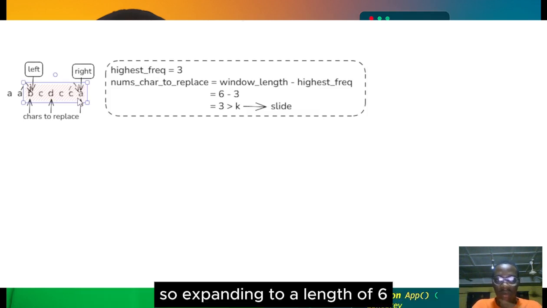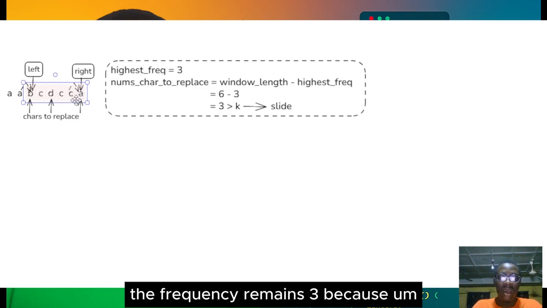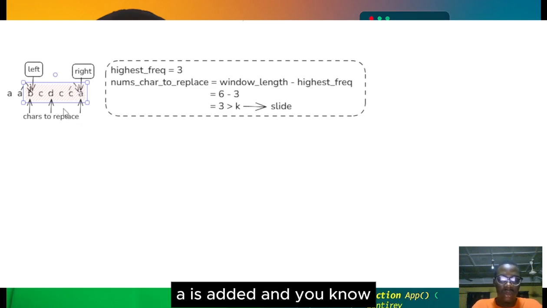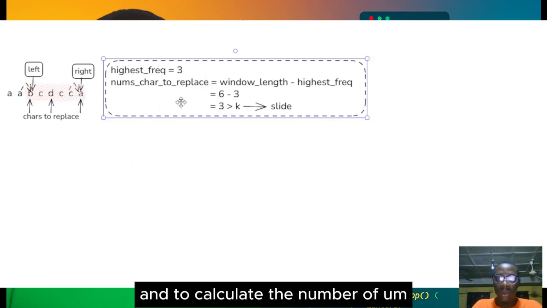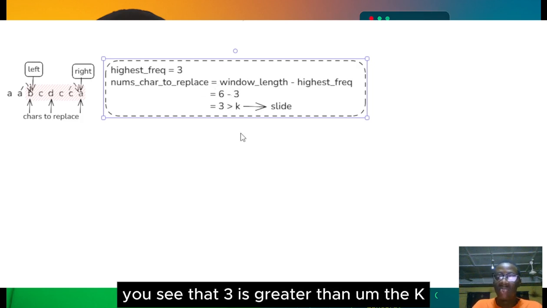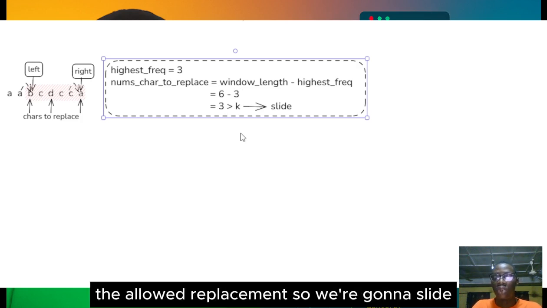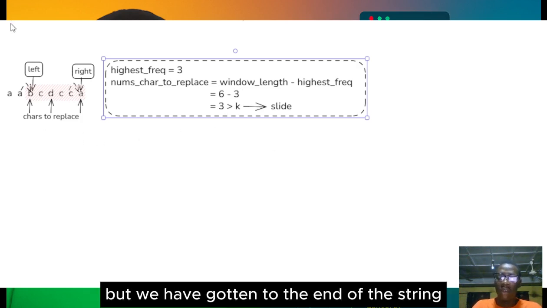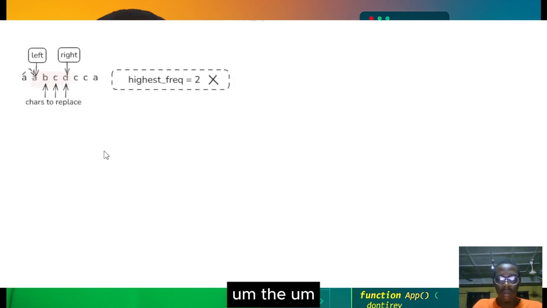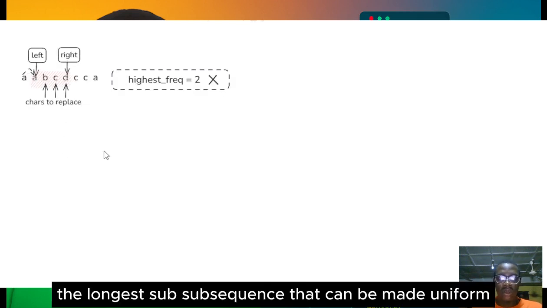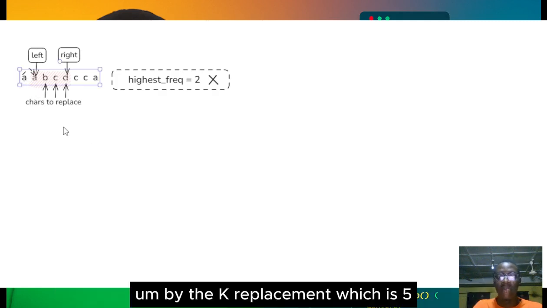Expanding to a length of 6, the highest frequency remains 3 because A is added, and C still holds the highest frequency. To calculate the number of characters to replace now, that will be 6 minus 3, which is 3. You see that 3 is greater than k, the allowed replacement. So we would slide, but we have gotten to the end of the string, so we exit the loop and return the longest subsequence that can be made uniform by k replacements, which is 5.